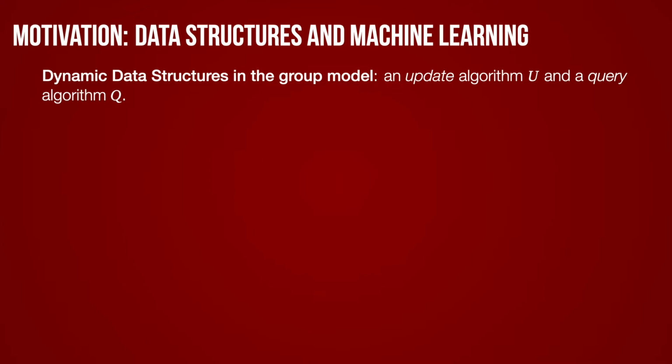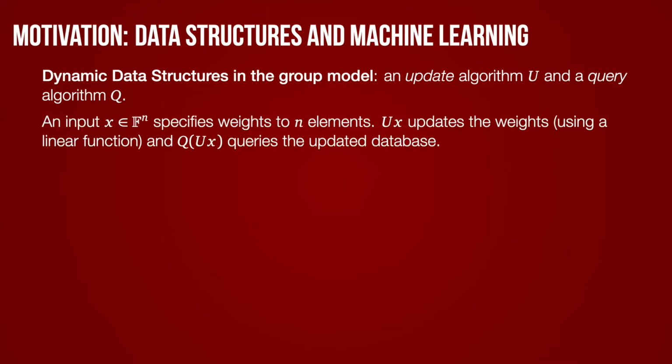And here we imagine we have an update algorithm U and a query algorithm Q, and they are both linear functions. So think of an input X as specifying weights to some n elements. So now we can apply U to update the weights and store them in some database, and then we can apply Q to query the updated database, and we can continue to apply them again and again.